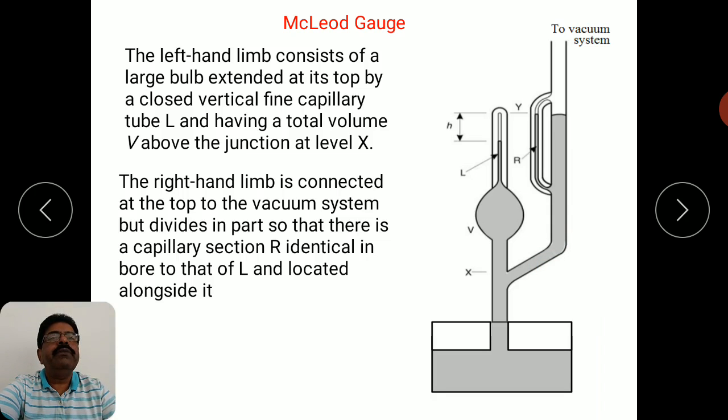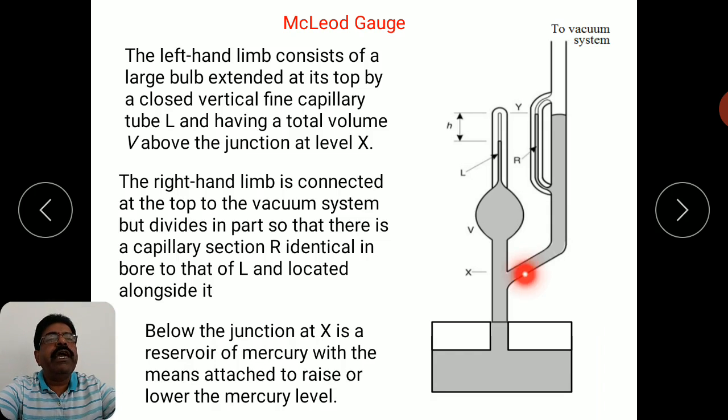So the right hand limb is connected at the top to the vacuum system, and it divides in parts so that there is a capillary section R identical in bore to that of L and located alongside it. That means the bore sizes of capillary R and L are the same, and they are almost parallel to each other. Now below this junction X, there is a reservoir of mercury with a means attached to raise or lower the mercury level.